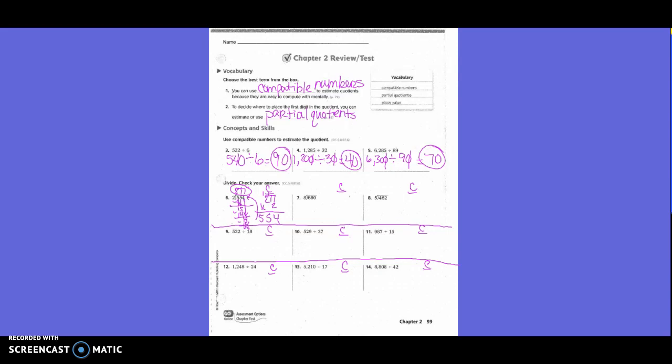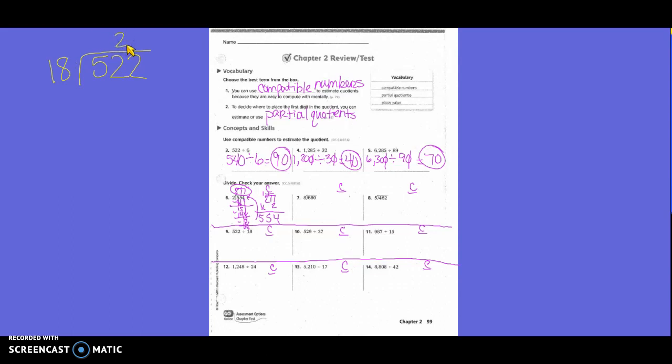Let's go ahead and look at number 9. So we would put what in our house? 526 divided by 18. Can 18 go into 5? No. So we're going to go into 52. What can we round 18 to, to see what would go in there? 20. So how many times would 20 go into 52? 2 times.